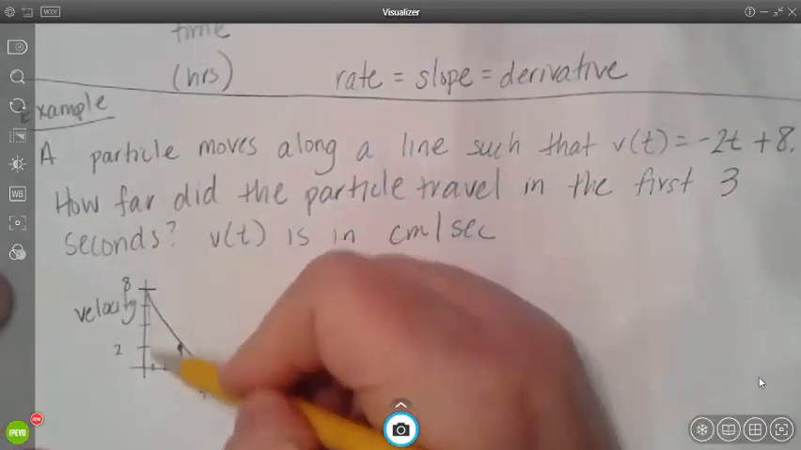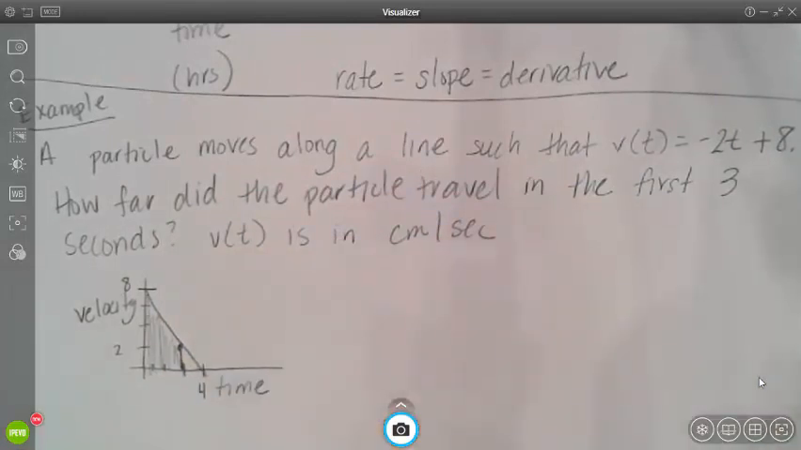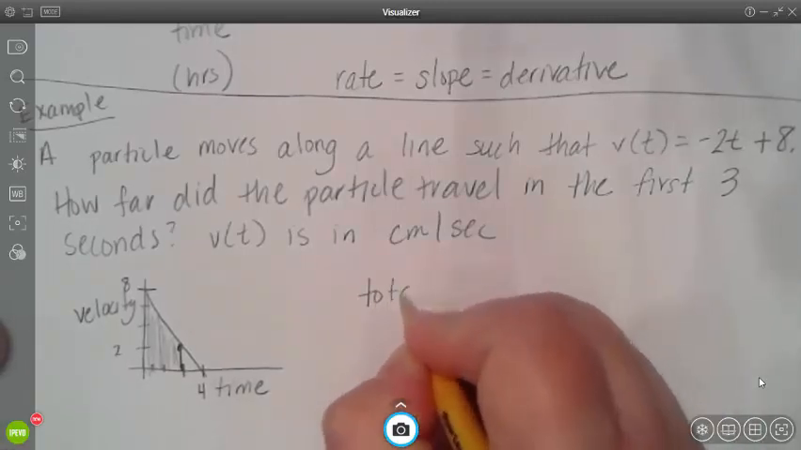And I'm really just looking at this part, that part underneath the curve of my velocity. All right, so we want to figure out how far they traveled. So we want to figure out that area under the curve.